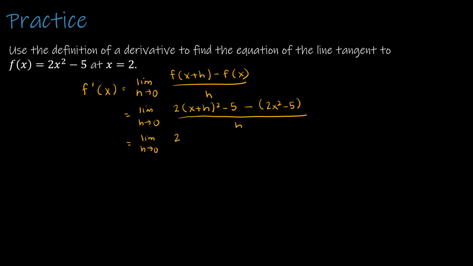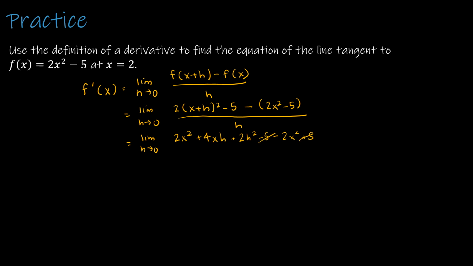This would be 2x squared. I'm going to do two steps at once here. I'm going to FOIL out (x plus h) quantity squared and multiply it by 2. So 2x squared, and then I would get 2xh, but times 2 gives me 4xh. And then I would get h squared, but that would give me 2h squared. And then minus 5 minus 2x squared, and then plus 5.